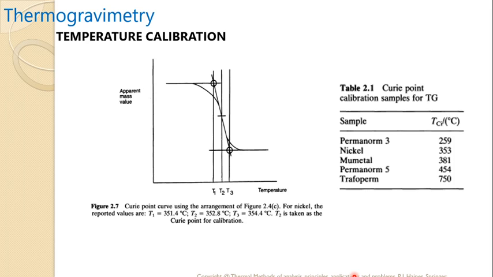Generally the mid temperature or peak of the DTG curve is used as a fixed point for calibration, using NIST materials, which are Permanorm 3, then nickel, then Permanorm 5 and Trafoperm, having the Curie temperature range given in the table.